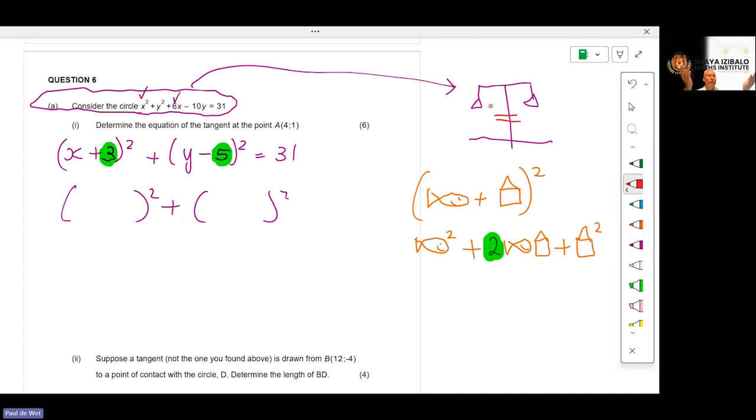Now we have a problem. What the learner has done by writing it like this is write 9 more on the left-hand side. Our scale is not balanced anymore. But you told me already you fixed it. What are you going to add here? 9. And what are you also going to add? 25. And you actually told me 25. Well done. Brilliant.